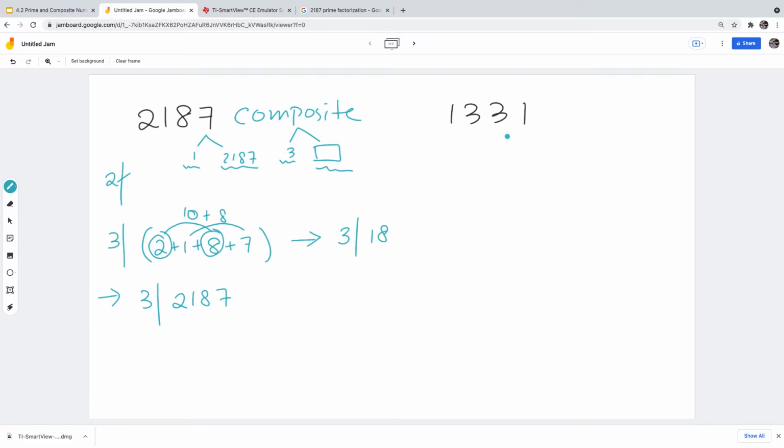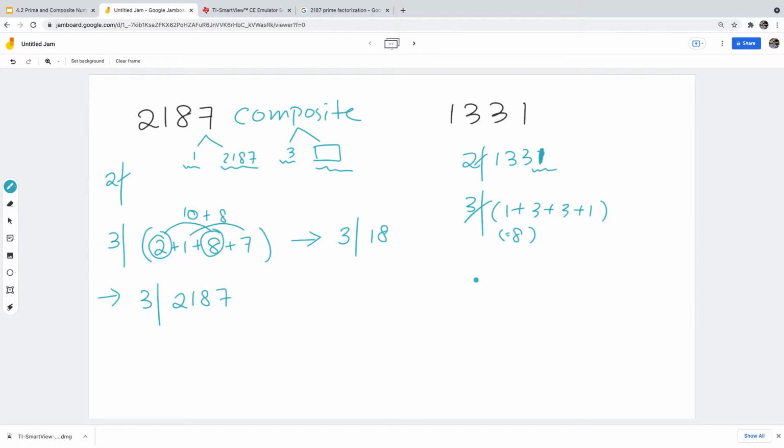Now I want you to think about 1331. Start from prime number 2. Does 2 divide 1331? No, it doesn't, because the last digit here is not an even number. How about 3? Does 3 divide 1331? Let's consider the sum of the digits. I see 4 and 4, 8. That is the same as 8, right? 3 does not divide 8, so 3 is not a factor.